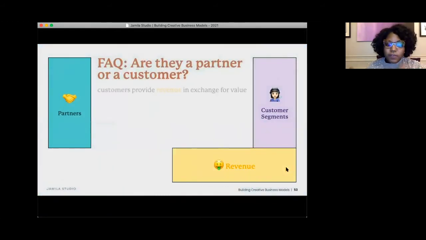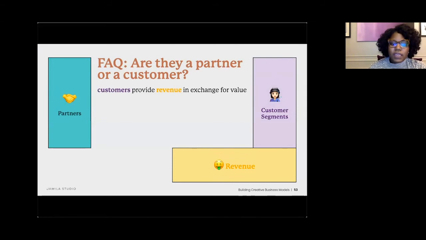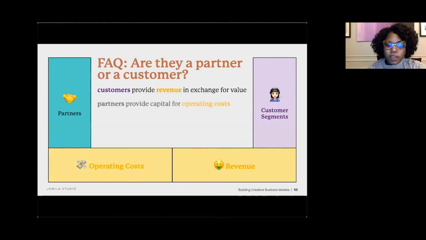All right, so this is a frequently asked question that I normally get. Is a person a partner or a customer? It can get a little complicated, so I want to answer this one specifically. Customers provide revenue in exchange for value. So if you sell t-shirts and I buy your t-shirt, then I'm a customer. And partners provide capital for operating costs. So if you sell t-shirts and I invest in your business, but I never get a t-shirt, I'm a partner. Because I didn't give you revenue, I just gave you money to cover your operating costs.